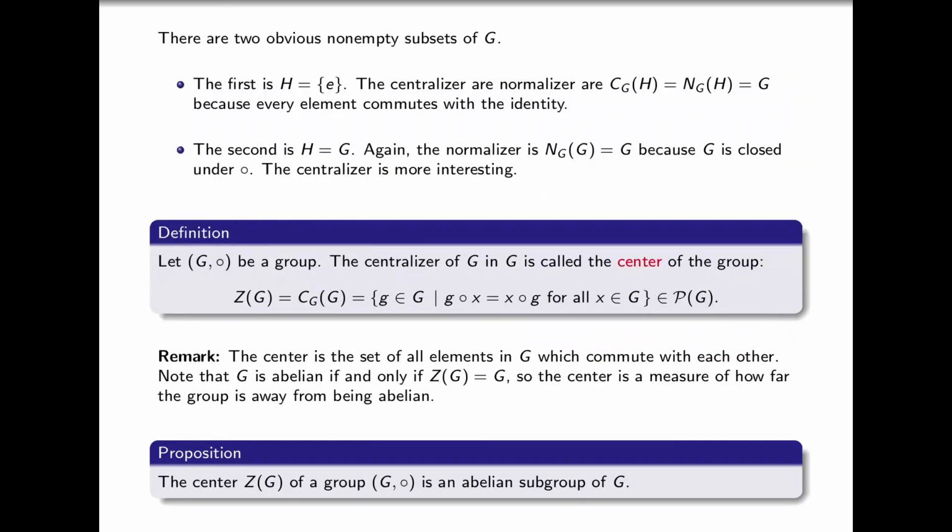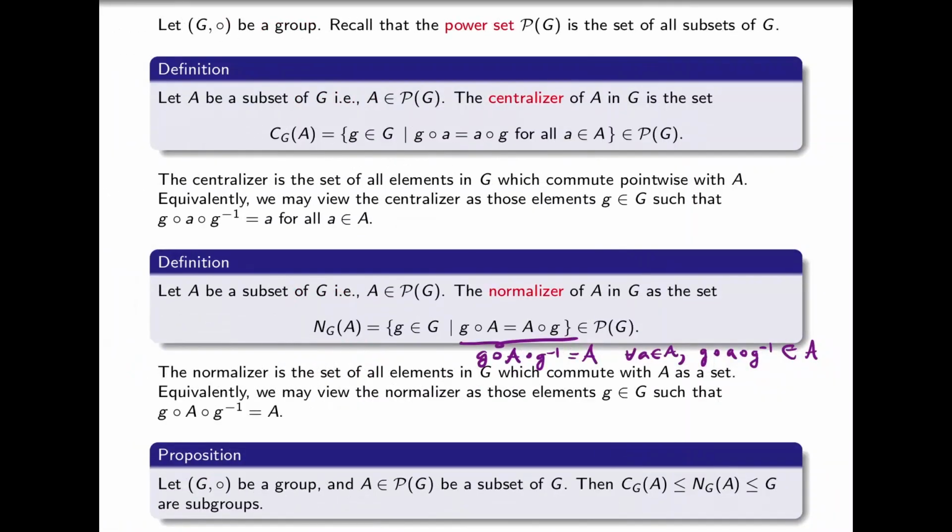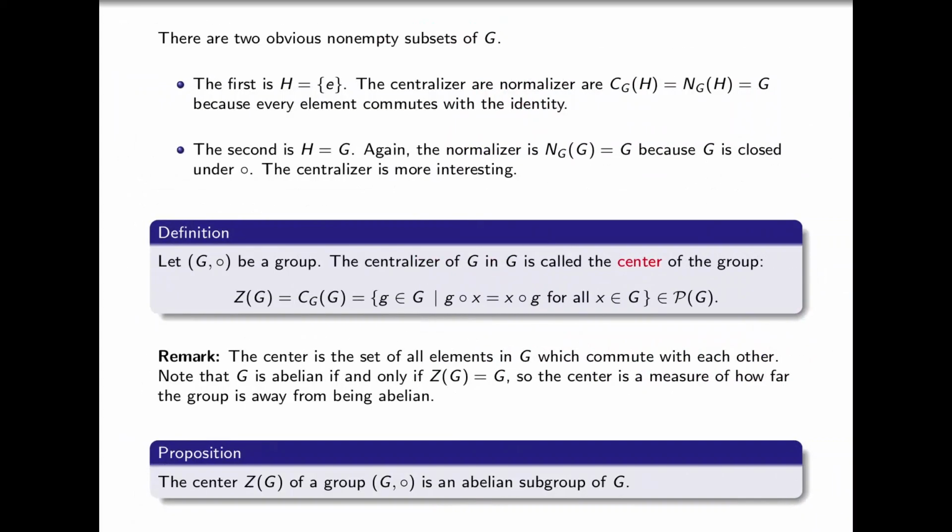So to start off, let us do two quick examples of normalizers and centralizers. So we have two non-empty subsets of G always. We have the set containing e and we have G itself. If we take H to be the set containing e, then we have that the centralizer and normalizer will just be G. Because if we come back to both definitions, in the case of the centralizer, we have g circle e is equal to e circle g. That's always going to hold true for the identity, since in this case, we have that the capital A is our set containing e. And so we will get back every element in G back. And similarly for the normalizer.